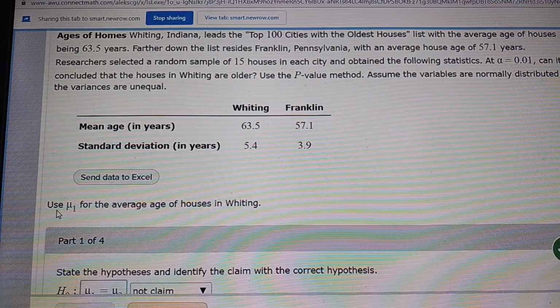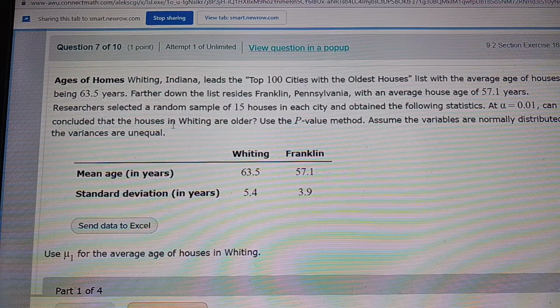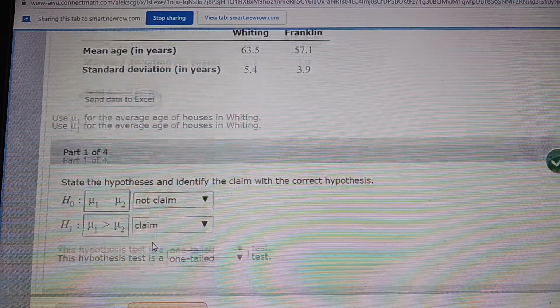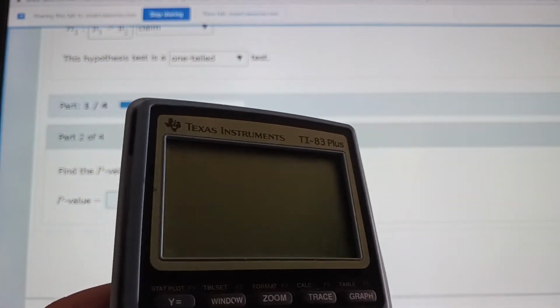And notice they did say use mu1 for Whiting. Whiting is the first one. So that way they could say, is Franklin younger? And then you would still put a greater than here because Whiting is the first one. So I need to click no to pooled and then hit calculate.